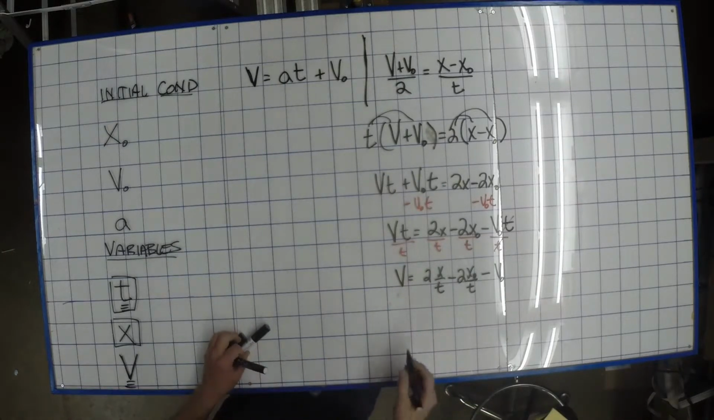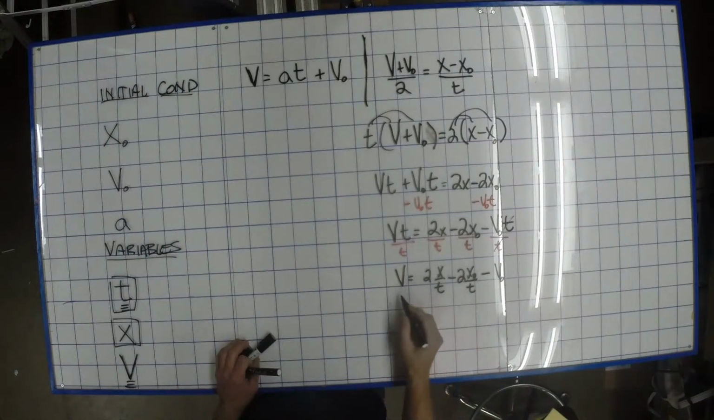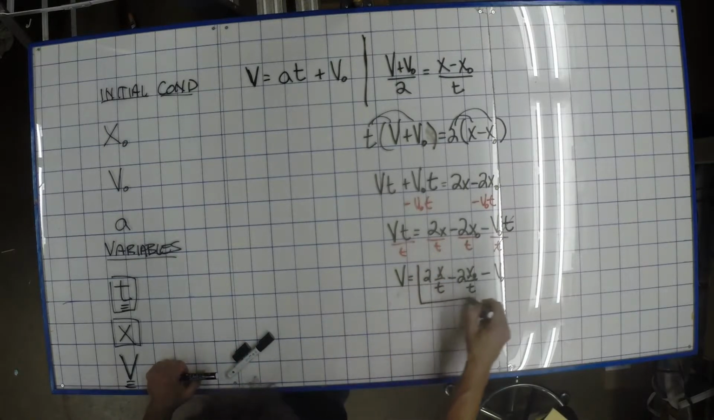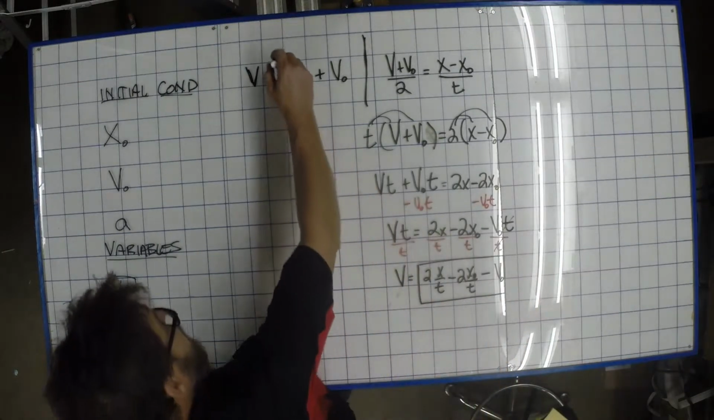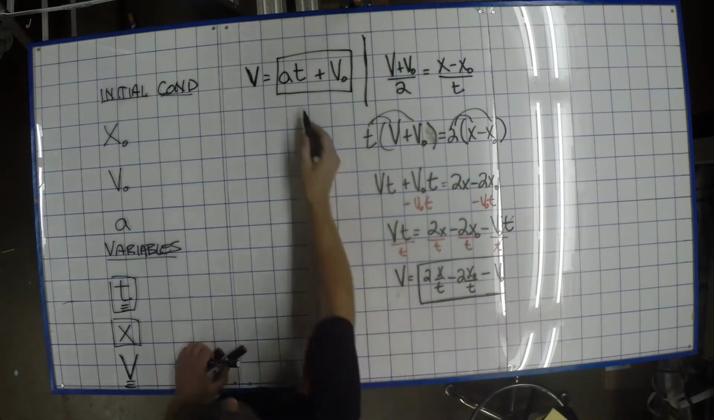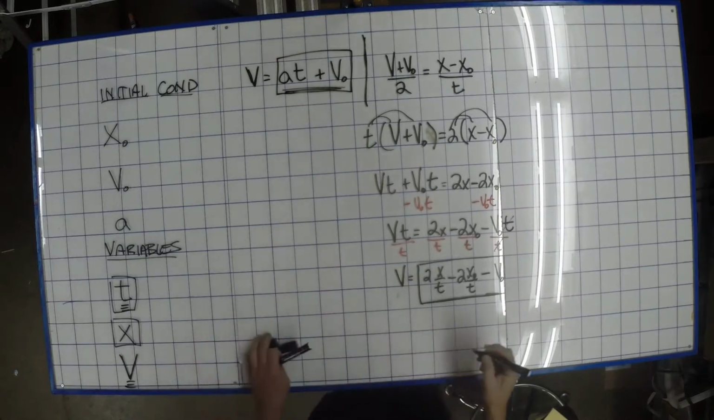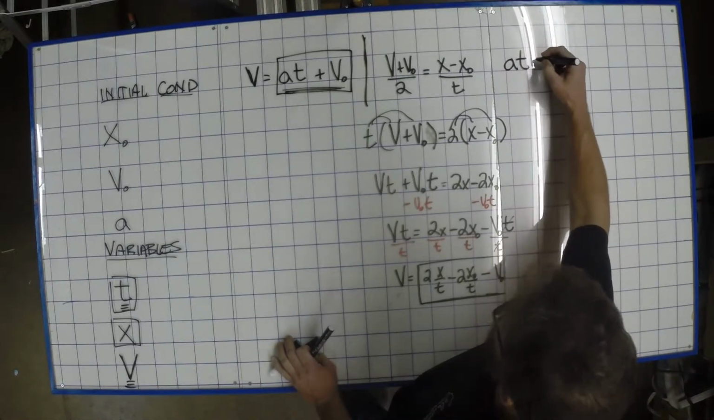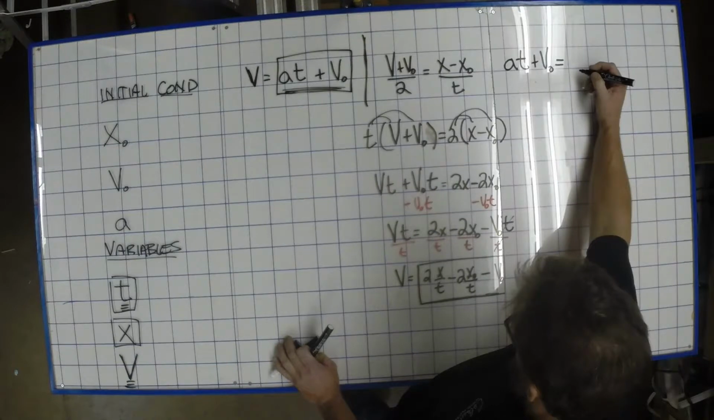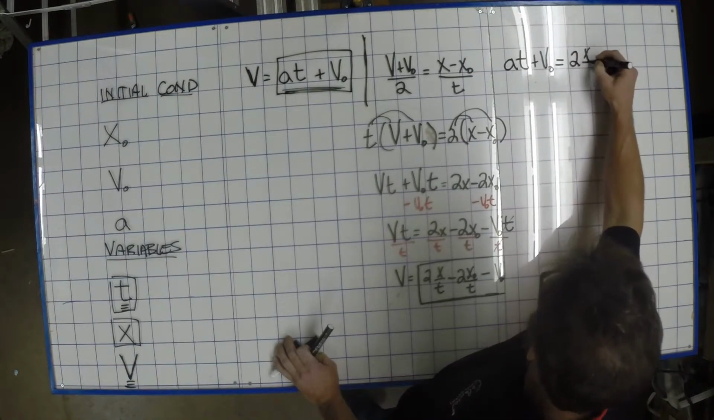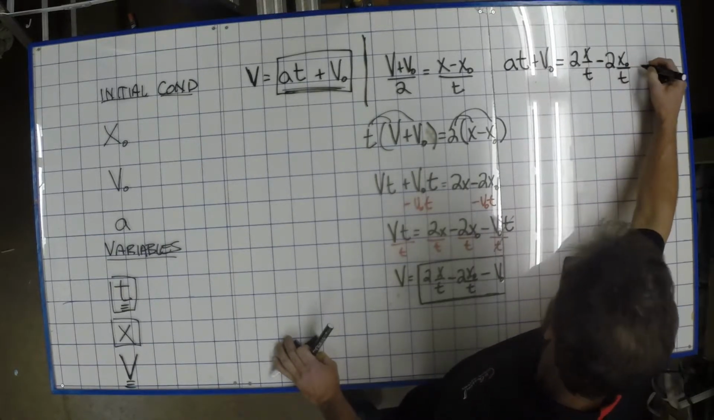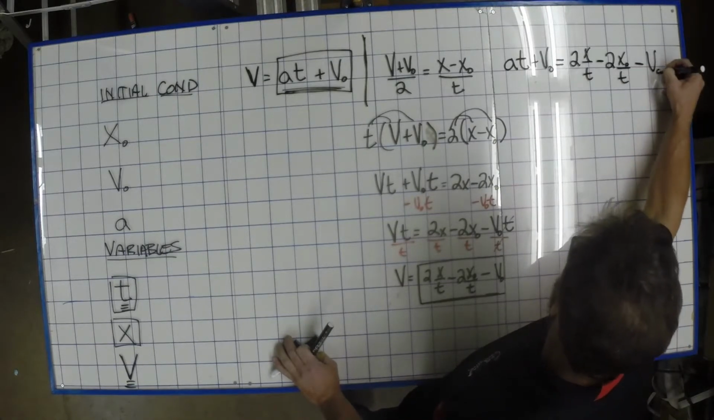Let's leave it. v is equal to this mess, and v is also equal to this. That allows me to set this equal to this. So I can write at plus v0 equals 2x over t minus 2x0 over t minus v0.